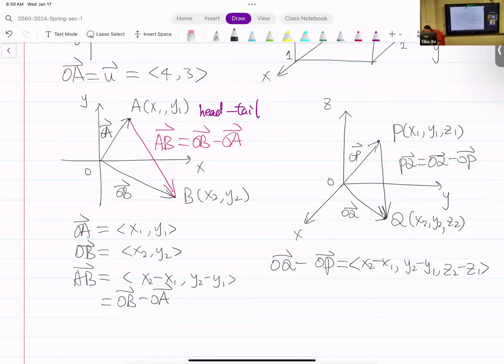So the last note before I let you go is that, of course, when you flip the direction, then you just flip every entry. So OP minus OQ, this is exactly the opposite vector, right? This is QP, starting from Q to P, that's exactly the opposite of PQ. I'm sorry.